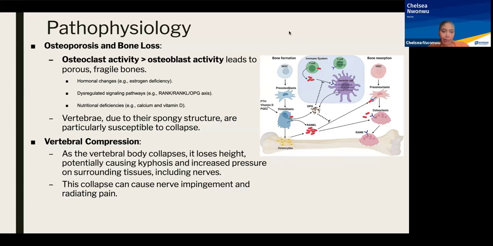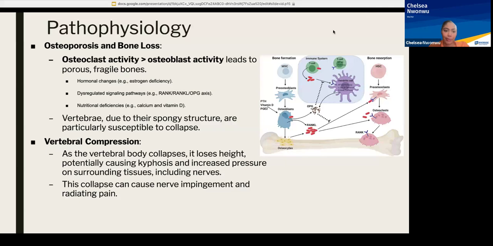So first, I'm going to talk about the RANK, RANKL and OPG pathway, which is the pathway involved in bone homeostasis. So RANKL is secreted by osteoblasts and osteocytes, which, when stimulated by parathyroid hormone, vitamin D, or prostaglandin E2, RANKL then binds to RANK on the membrane of osteoclast progenitors, which results in bone resorption by mature osteoclasts. And osteoprotegerin, OPG, binds to RANKL, thus inhibiting RANK signaling and bone resorption.